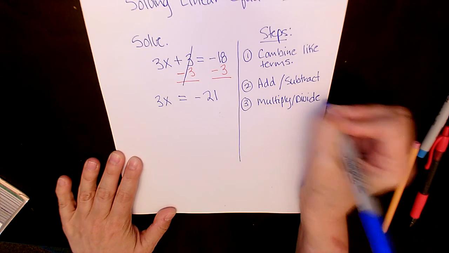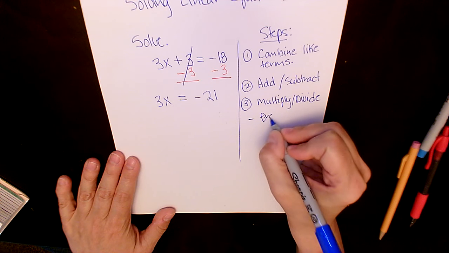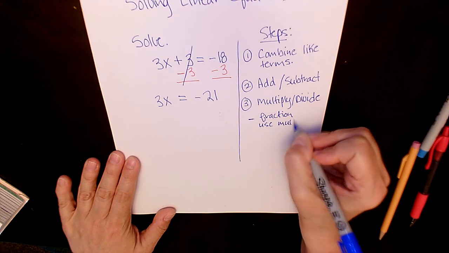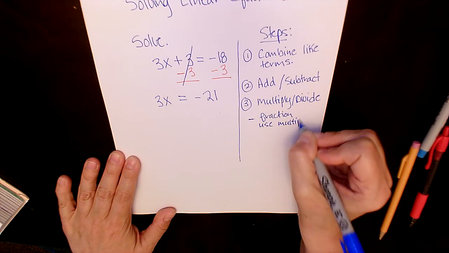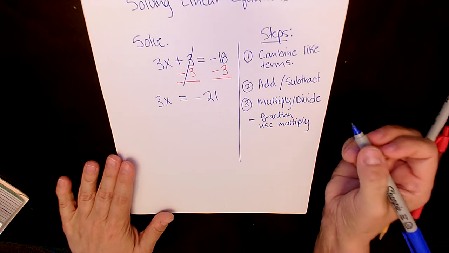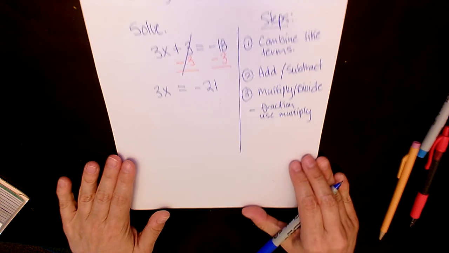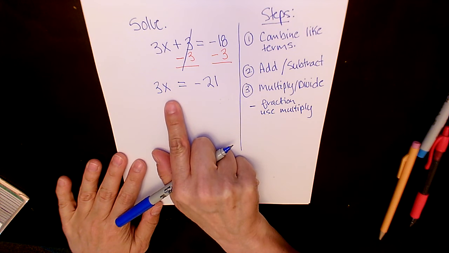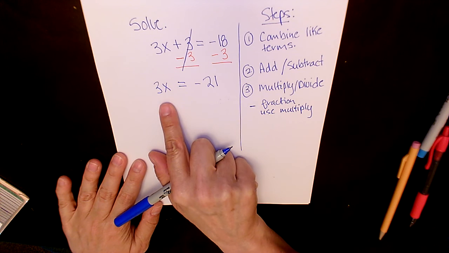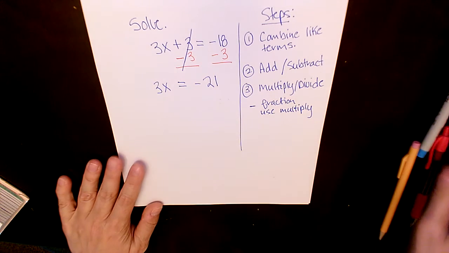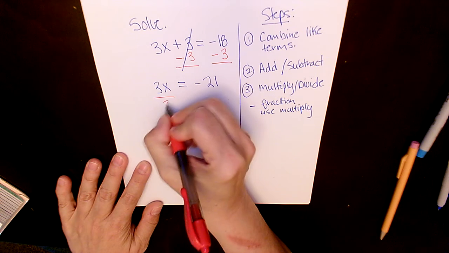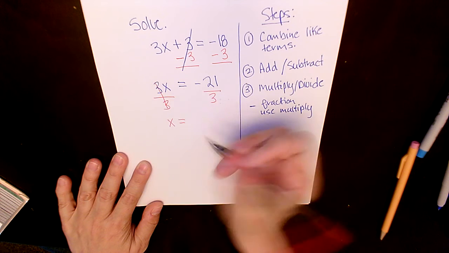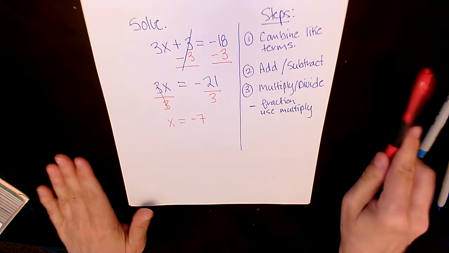And usually we're going to divide, but when we have a fraction, remember it helped us to multiply by the reciprocal. But usually we're going to divide. So I've got 3 times x equals negative 21. I want to do the opposite. So I'm going to divide both sides by 3. These cancel out. So x equals negative 7.